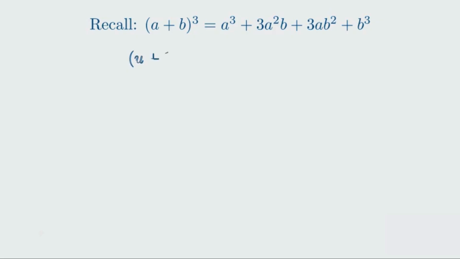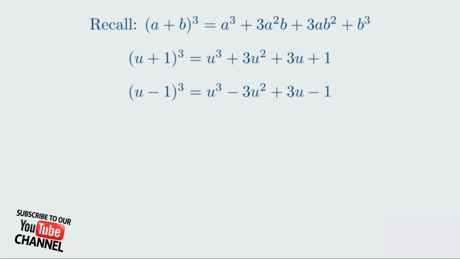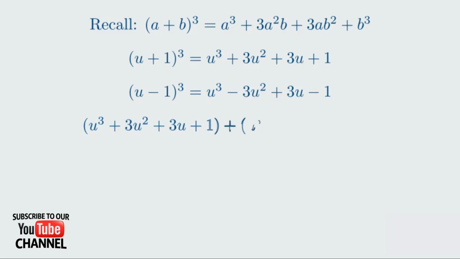First, let's expand the first term, (u plus 1) cubed. This gives us u cubed plus 3u squared plus 3u plus 1. Next, let's expand the second term, (u minus 1) cubed. This gives us u cubed minus 3u squared plus 3u minus 1. Now, we add these two expansions together. Pay close attention to what happens. We have u cubed plus 3u squared plus 3u plus 1 plus u cubed minus 3u squared plus 3u minus 1. Notice the terms that cancel out.